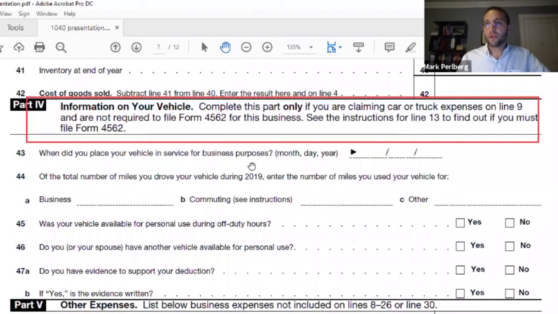Also here, here's the opportunity just for vehicle. If you have, here on part 4 of the Schedule C, if you have a vehicle, we could potentially elect bonus depreciation to depreciate that vehicle if that will give you a greater write-off than the standard mileage rate. Standard mileage rate is 58 cents per mile.